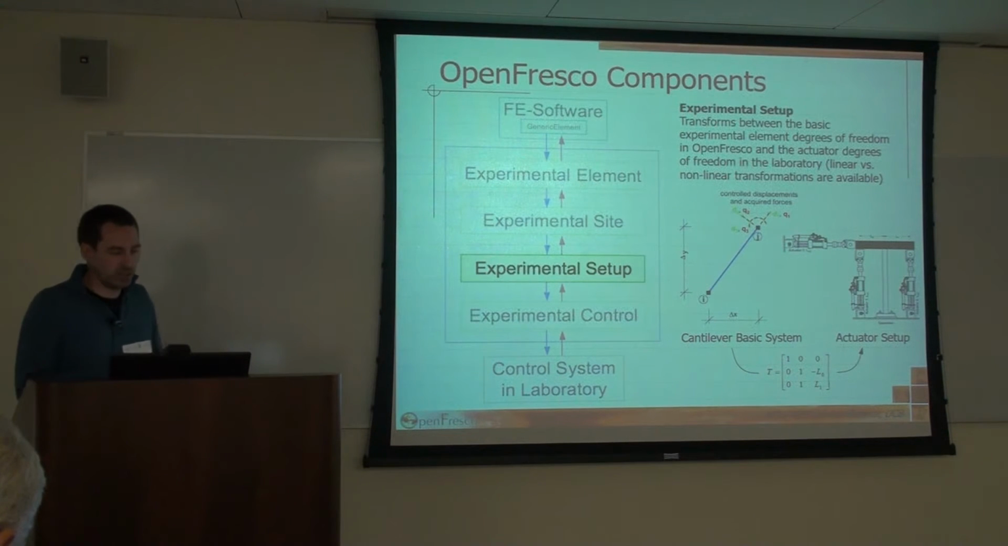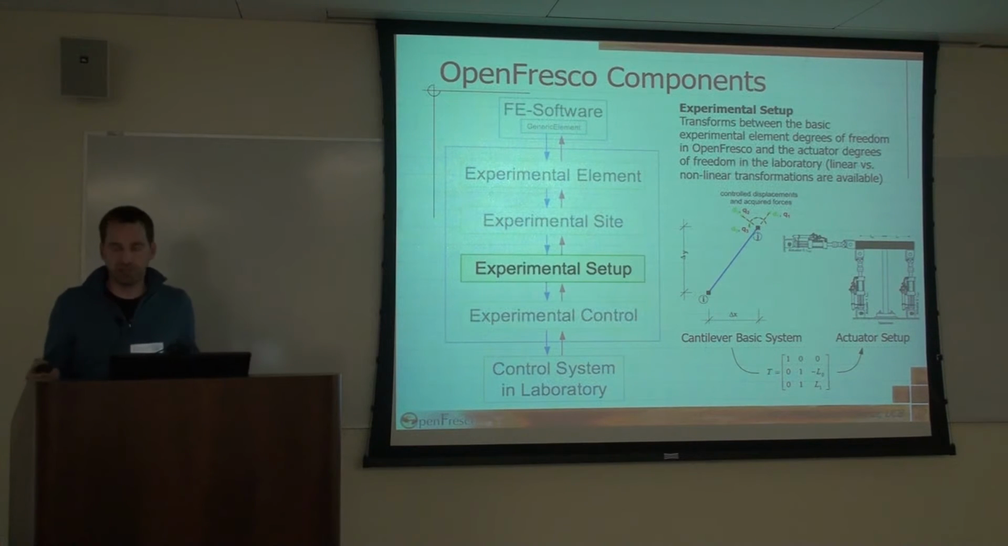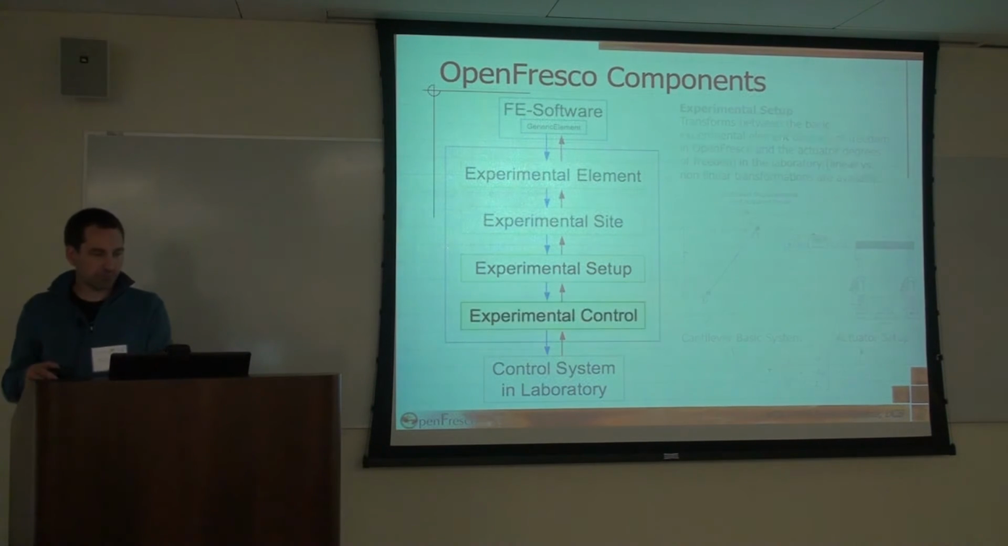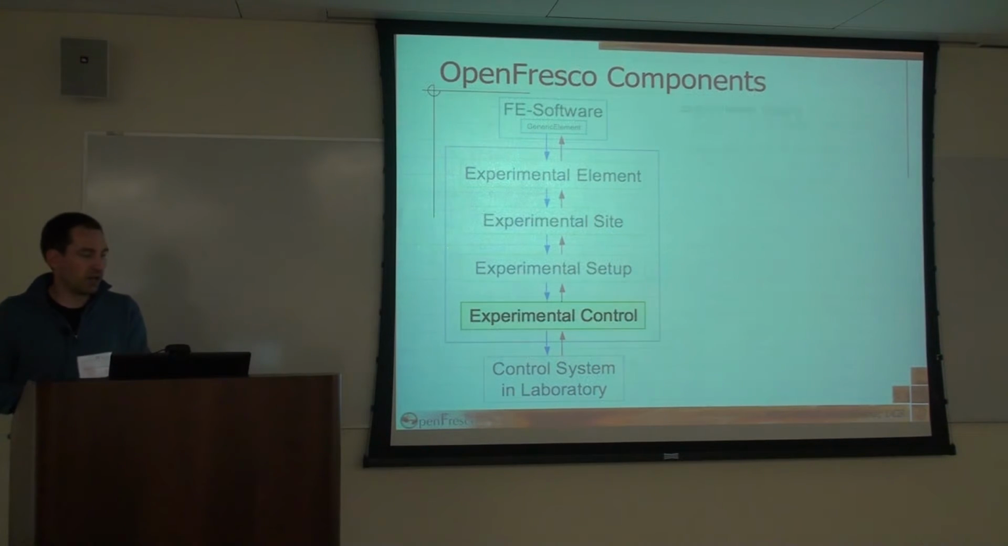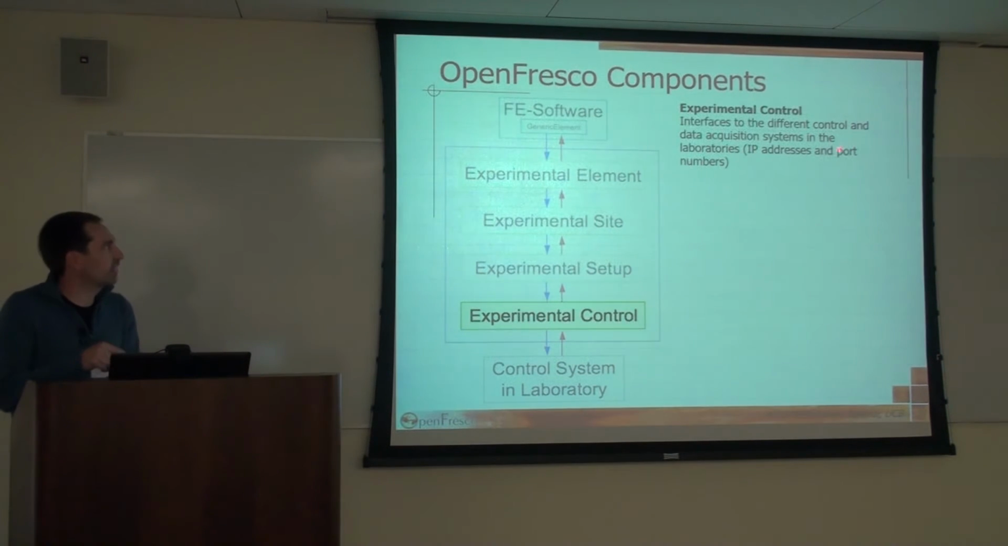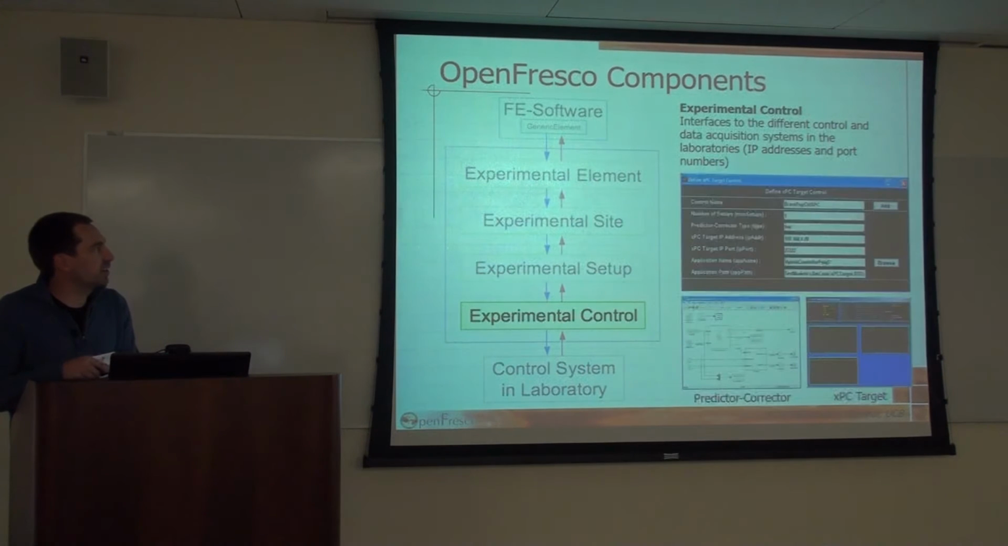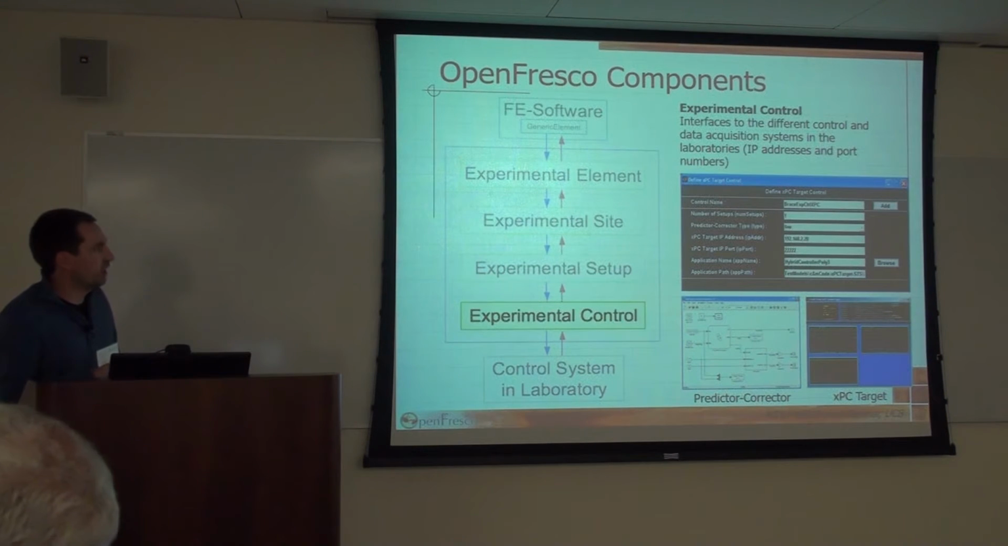And again, that's just a transformation matrix. If we want to do this in a nonlinear fashion, it becomes more complicated, and we can do that. So that's the experimental setup. Then finally, the experimental control, like I said before, basically interfaces with your actual controller in the laboratory.